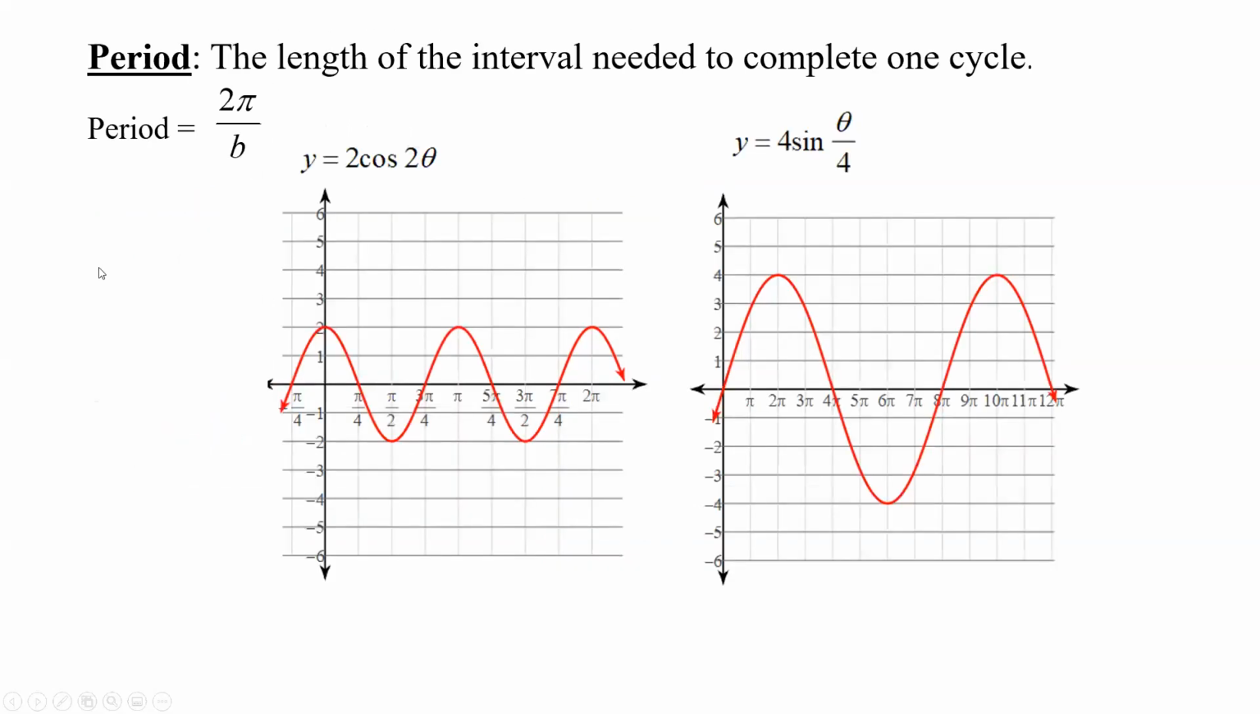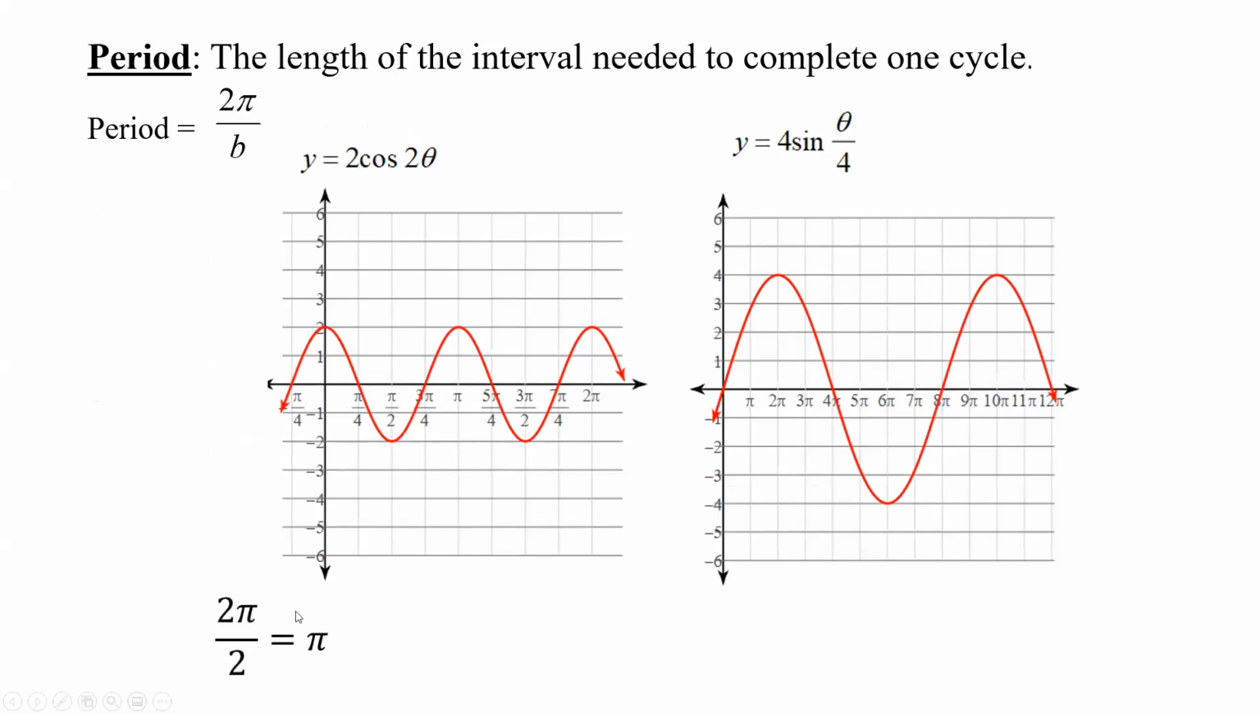So how long does it take one cycle? Okay, so your period, to figure that out, you take 2 pi and divide it by your frequency. So 2 pi over b. So for this guy right here, 2 cosine 2 of theta, how long is one complete cycle? I can look at the graph and see that it starts here, it ends here. So it's going to be pi.